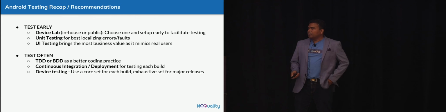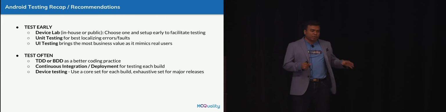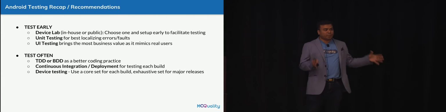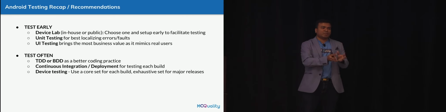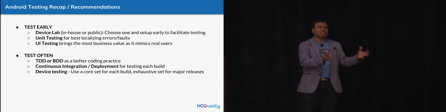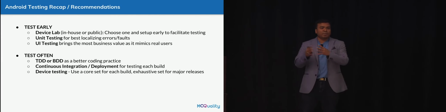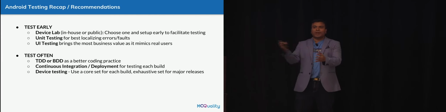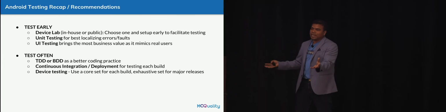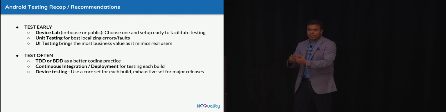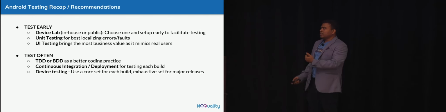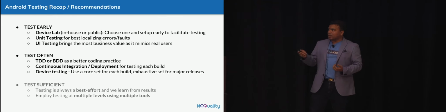And finally, for device testing, for every build, it can get very expensive if you're running every build on all these different devices. So select a core set of devices, maybe 5, 10, whatever makes sense for you. Maybe it could be virtual. Many people just run on virtual devices on every build. But whenever there's a major release, you know which devices to run on. So try to get an exhaustive sample of devices that have good enough coverage, because that is the version that you'll be pushing to the public, right? So this is test early, test often.